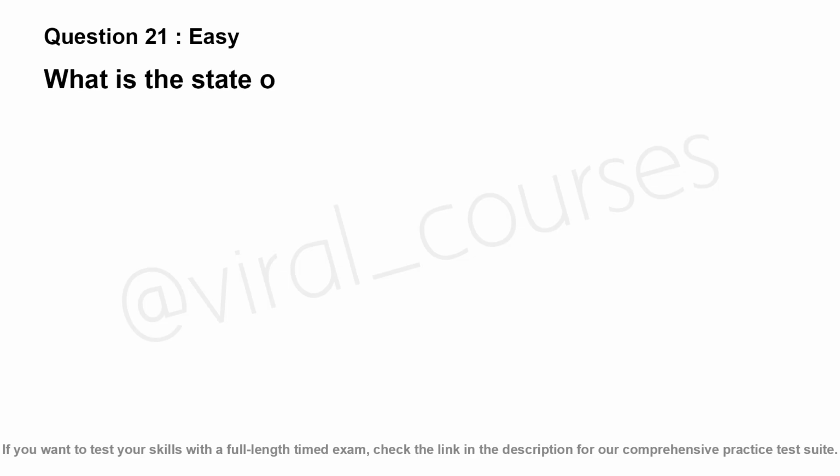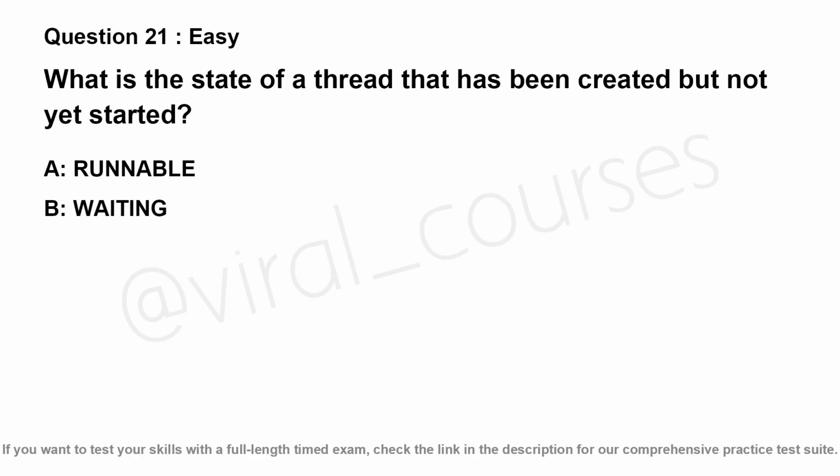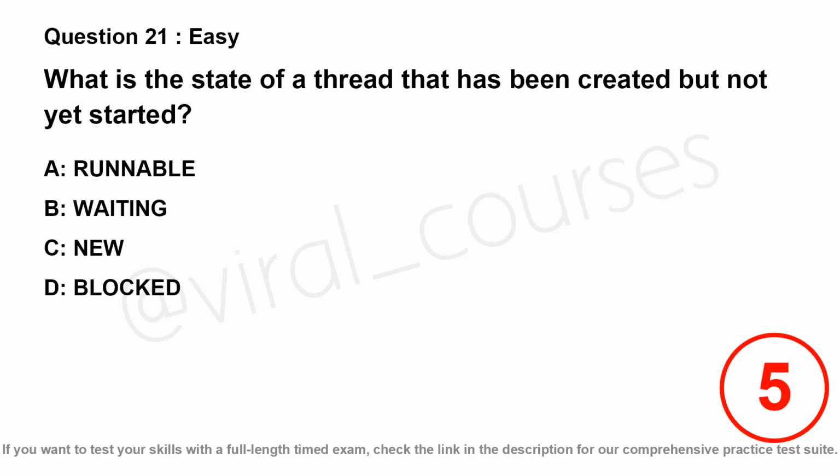What is the state of a thread that has been created but not yet started? Option A, runnable. Option B, waiting. Option C, new. Option D, blocked.